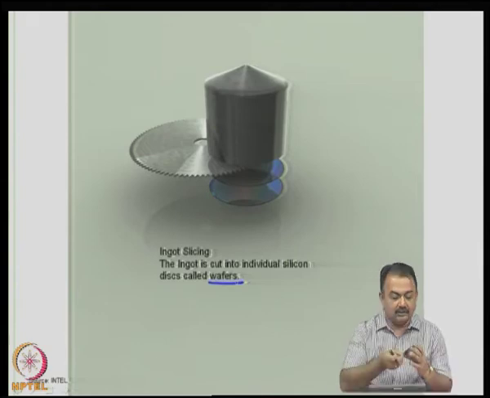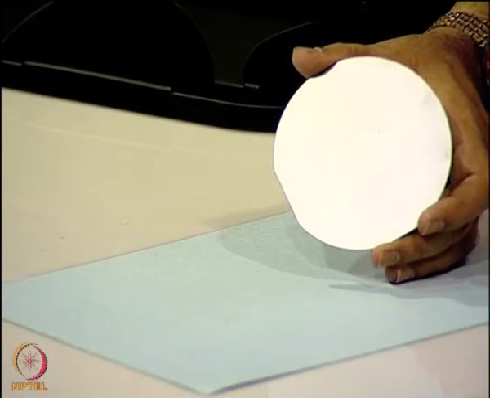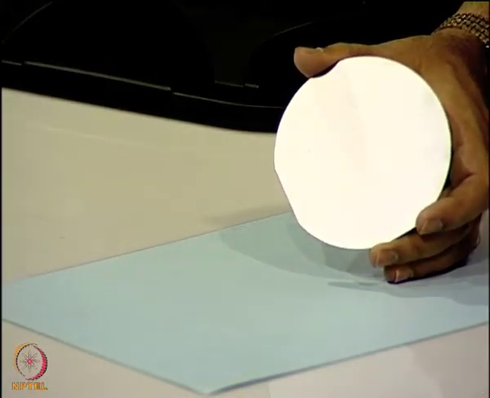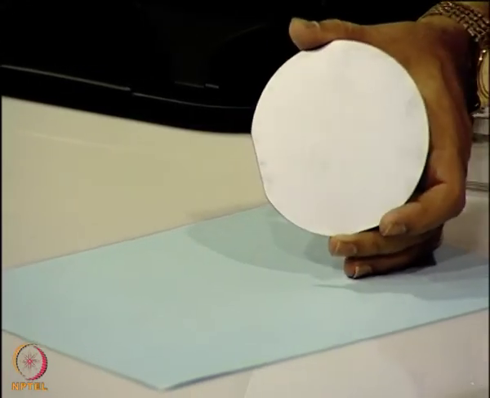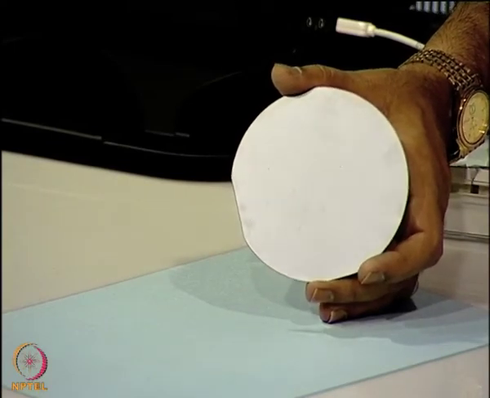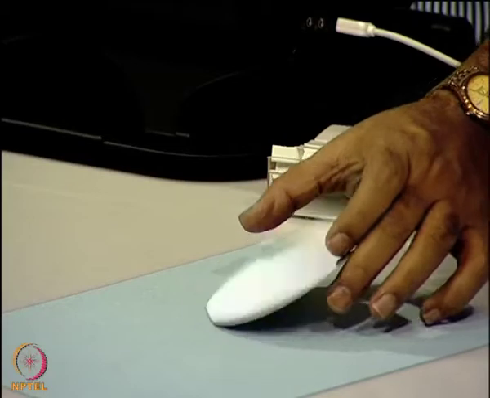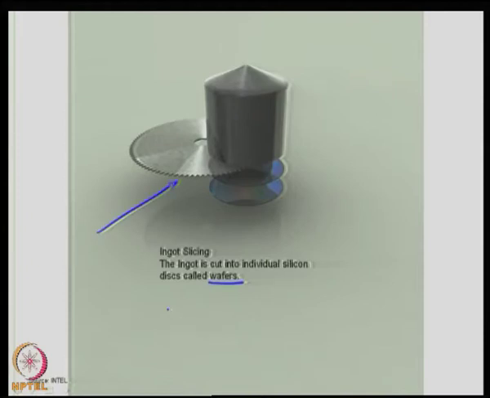As you can see here, this wafer is typically less than 1 mm thick, and today's process requires wafers in the diameter range of 300 mm to 450 mm. So, basically the ingots will also be prepared with those diameters, and then using a very good dicing process, the ingot is sliced into the wafers.